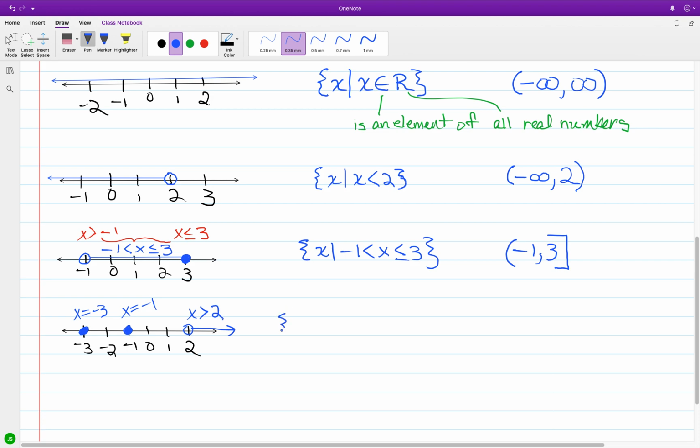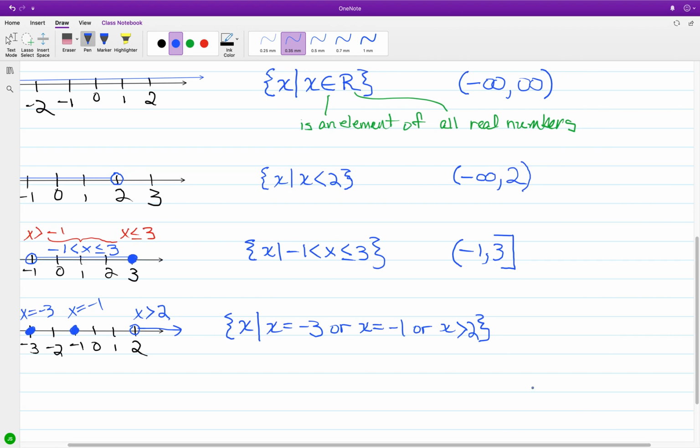Now for the set builder notation, we still have the set of all values of x such that, with the first item, x is equal to -3. Then we have or, x is equal to -1. And we don't have x equal to -3 or x equal to -1. We're going to have instead any value of x that would be greater than 2. Again, that is the set builder notation.